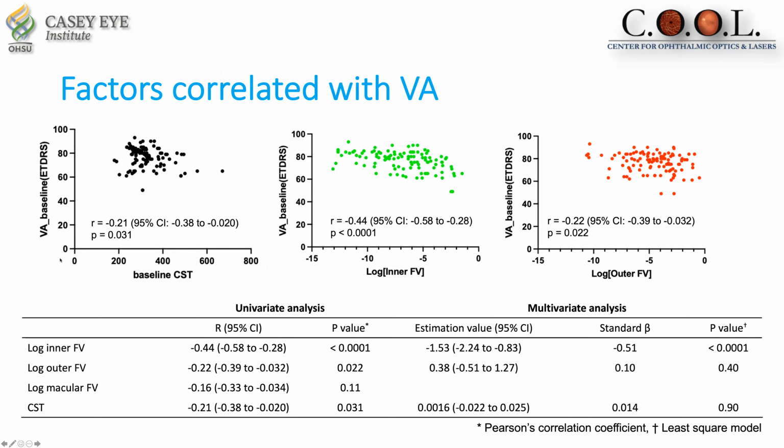To compare multiple relationships, we performed a multivariate analysis. The results showed that inner fluid volume was the only factor correlated with visual acuity with a standardized correlation coefficient of negative 0.51.